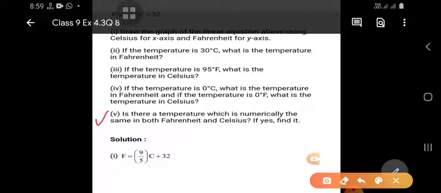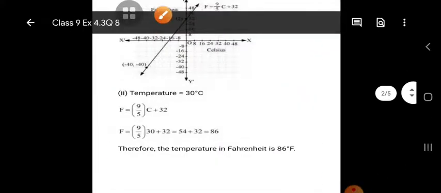Look at here, fifth part. Is there a temperature which is numerically the same in both Fahrenheit and Celsius? If yes, find it. Is there any value, that means is there any value where whatever value of C we put, the same value of F will come, but it is numerical. Okay, and this question is very important in competition exams. This question is many times asked, what is the value of C and F? Numerically both will be same.